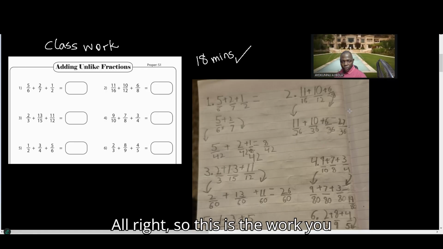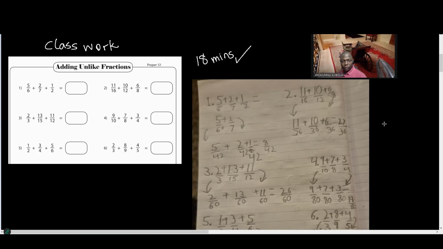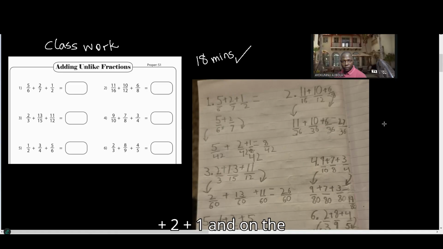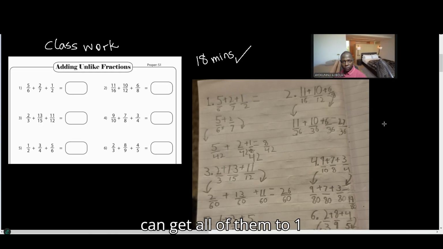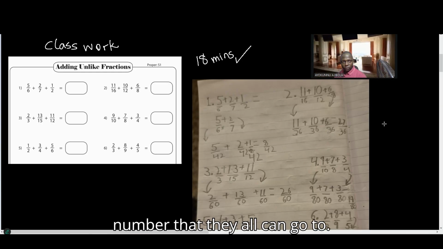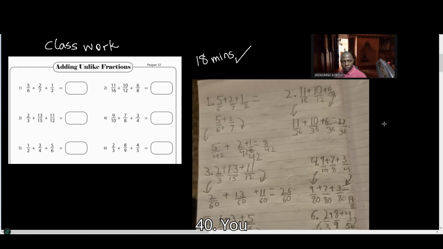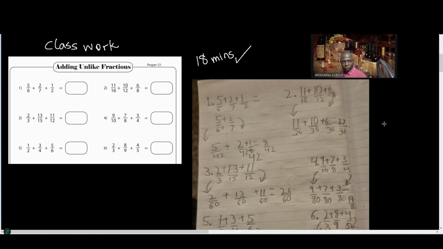All right, so this is the work you submitted. Explain how you got your answer. So on question 1, I did 5 plus 2 plus 1. And on the bottom, I found the number that can get all of them to one number that they all can go to. So I found that 42 can get all of them.